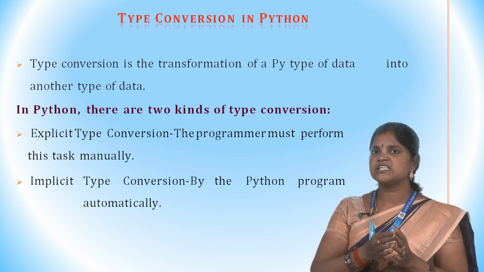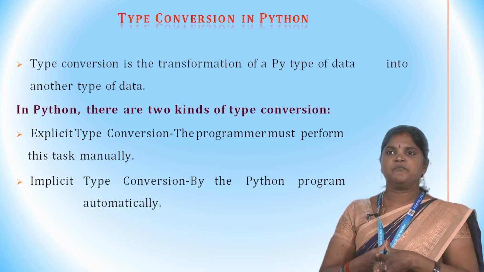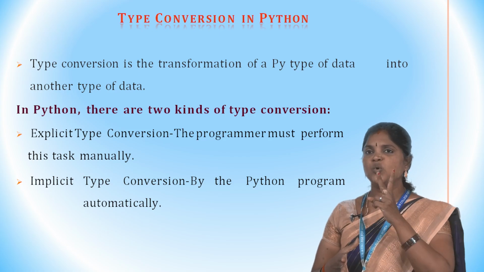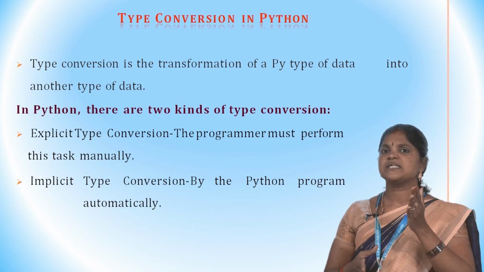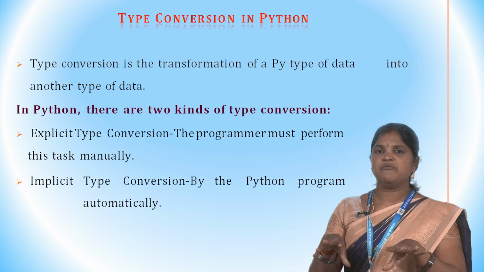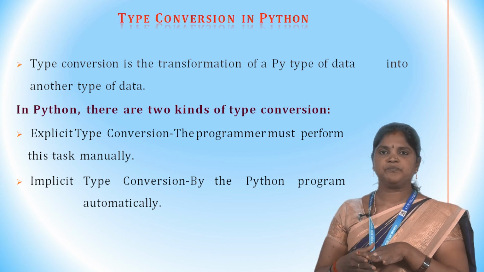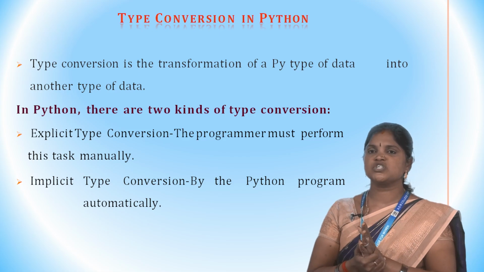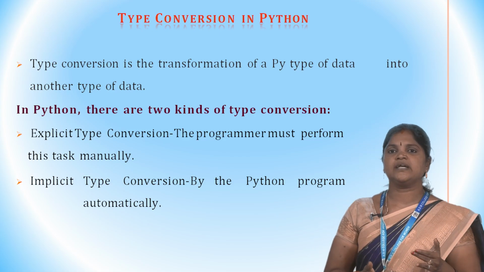Type conversion in Python. Type conversion is the transformation of one Python type of data into another type of data. In Python there are two kinds of type conversion, explicit and implicit. Explicit type conversion means the programmer must perform this task manually. Implicit means it is done by the Python program automatically.